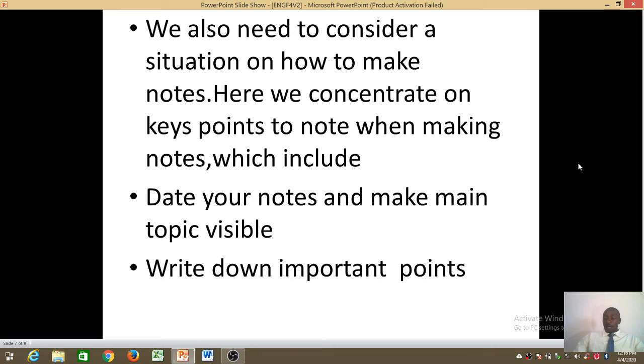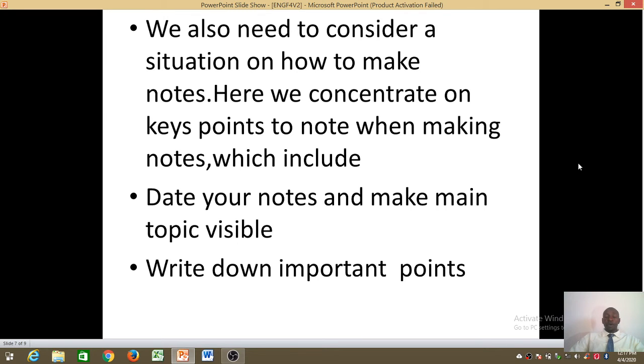Now, why is this one important? It's important because once you put a date there, you are able to know the specific date when you wrote your notes. You are supposed to know the topic. You are able to understand this is the topic that I was supposed to write notes on, and then you refer to the date. That makes your revision easy.